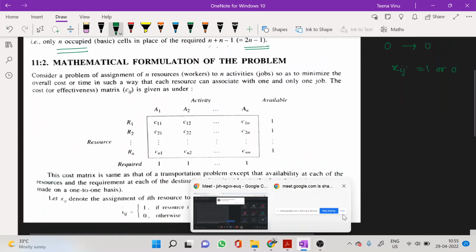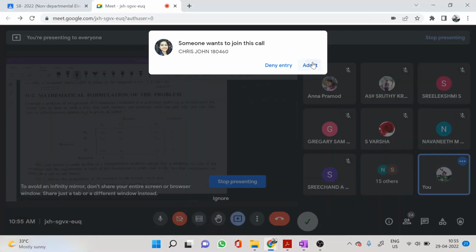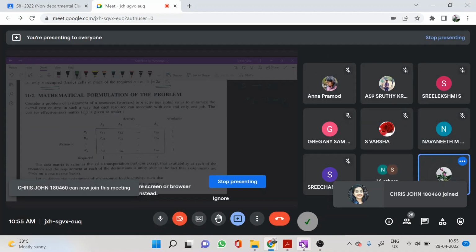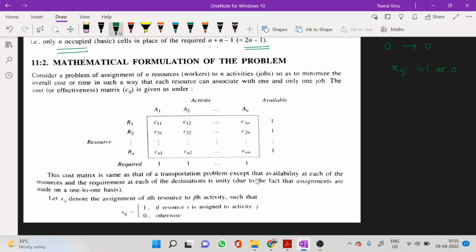Consider a problem of assignment of n resources, or this can be n workers, to n activities or n jobs, so as to minimize the overall cost or time in such a way that each resource can associate with only one job. So each resource gets associated with only one job. The cost or effectiveness matrix is given as below. So we will be given the cost matrix.